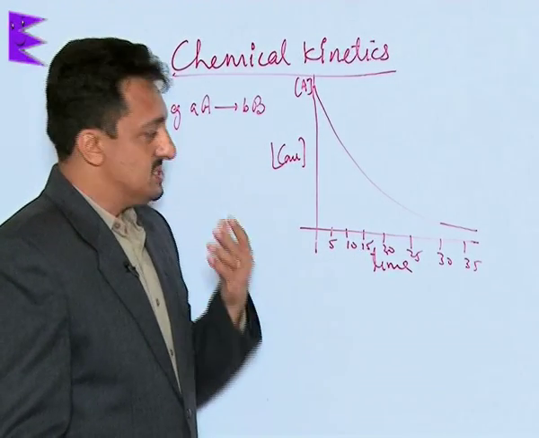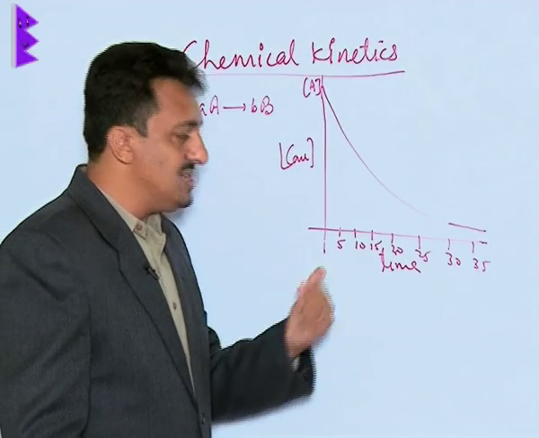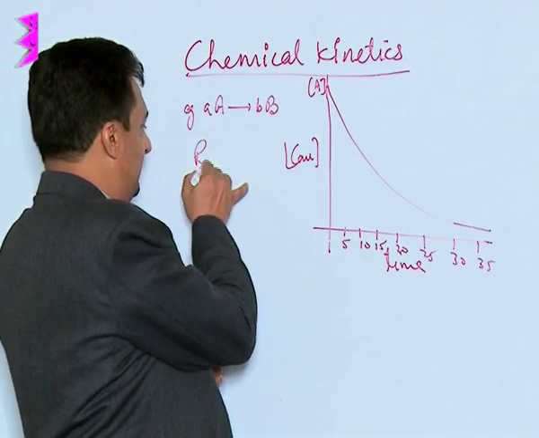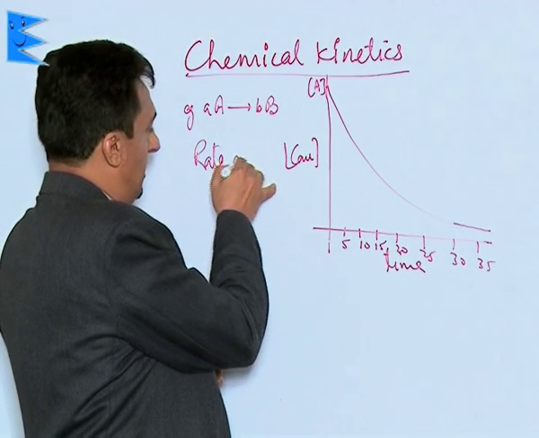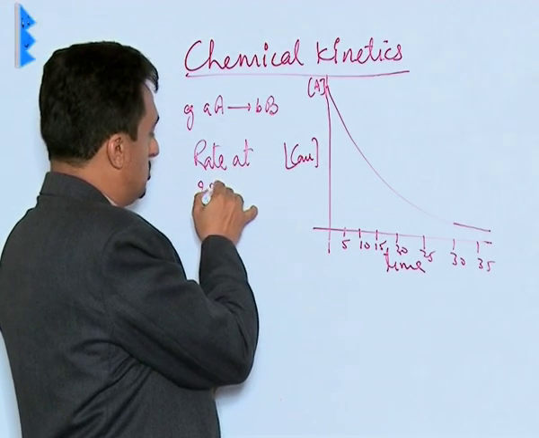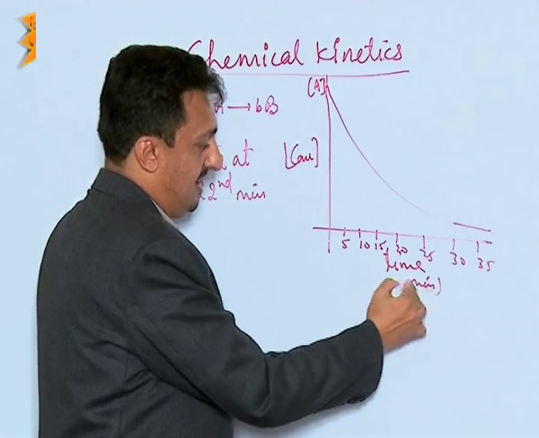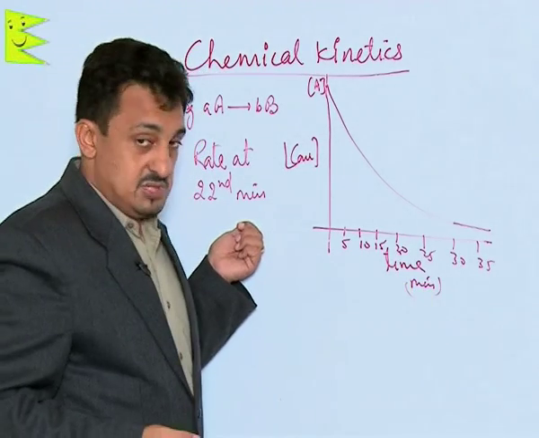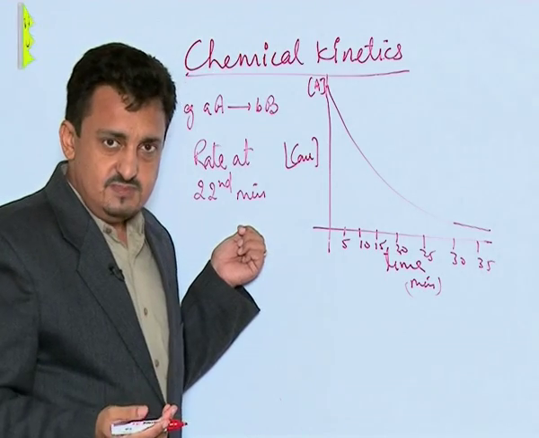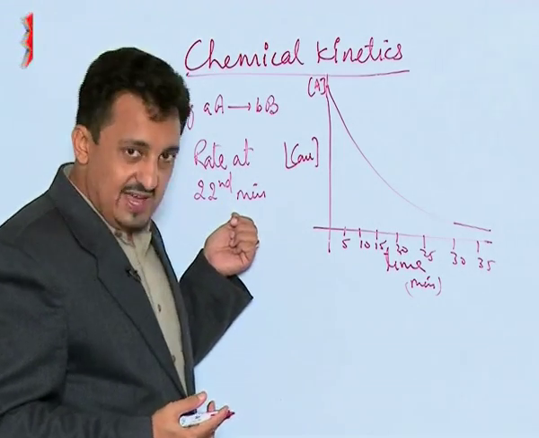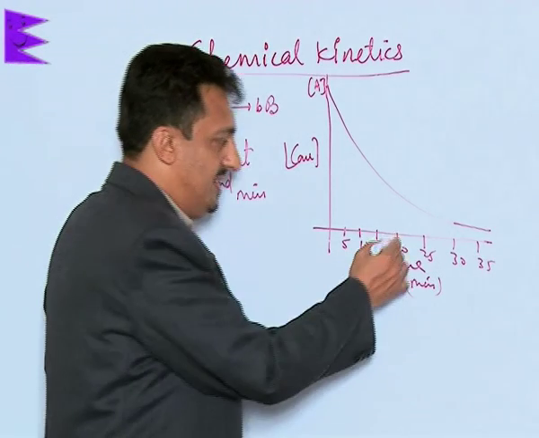But suppose somebody wants to know what is the rate of the reaction at 22nd minute. So rate at 22nd minute. Suppose this time is taken in minutes. We don't know because we are not having the data. So what we will do is, yes, this we can find out by what?